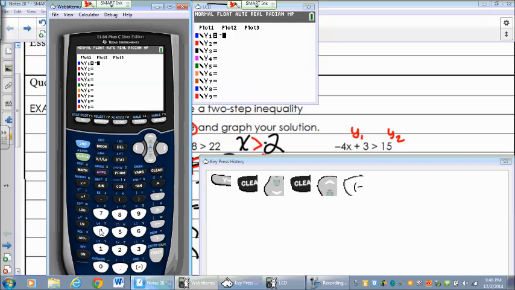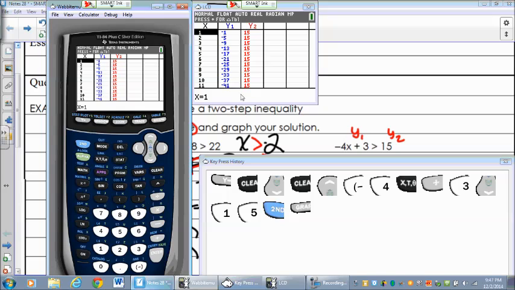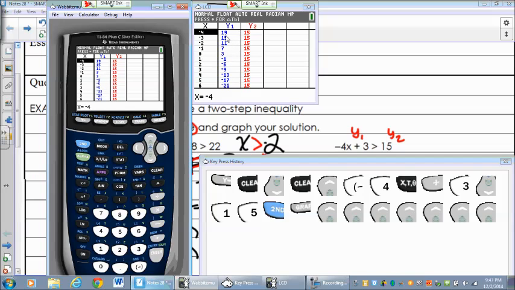All right, so negative 4x plus 3. And the second equation is going to be 15. Go to your table, and we'll look into where they both equal 15. My blue column here is all negative, so I need to go up. And there's my 15. Both the y1 and y2 are 15 when the x is negative 3.